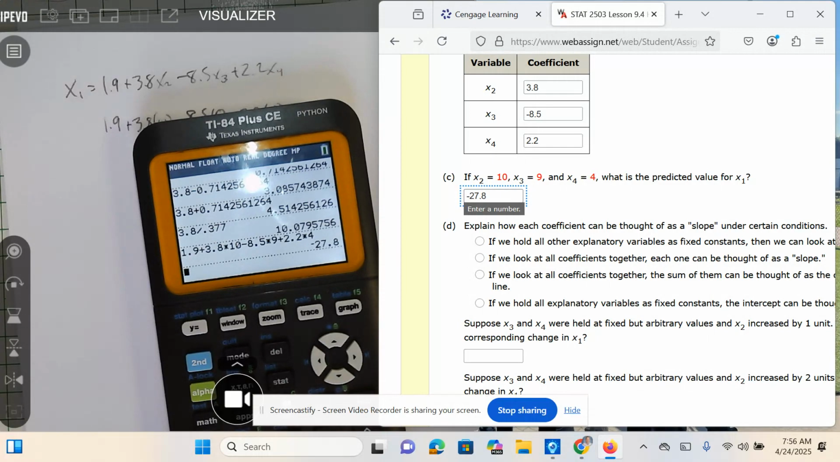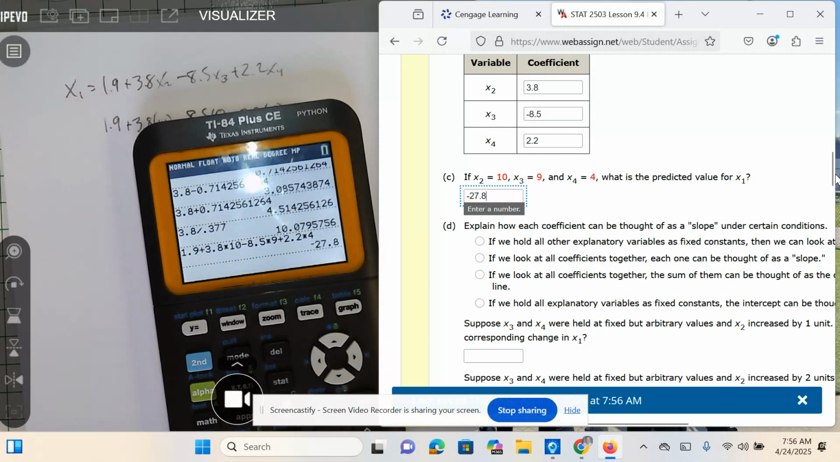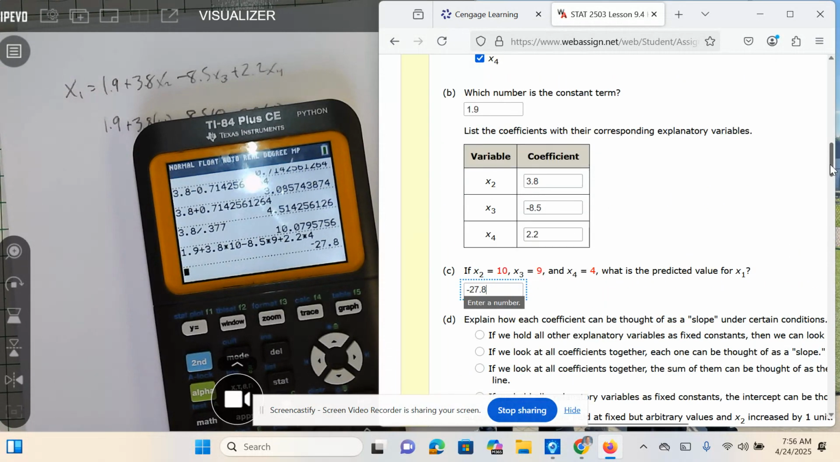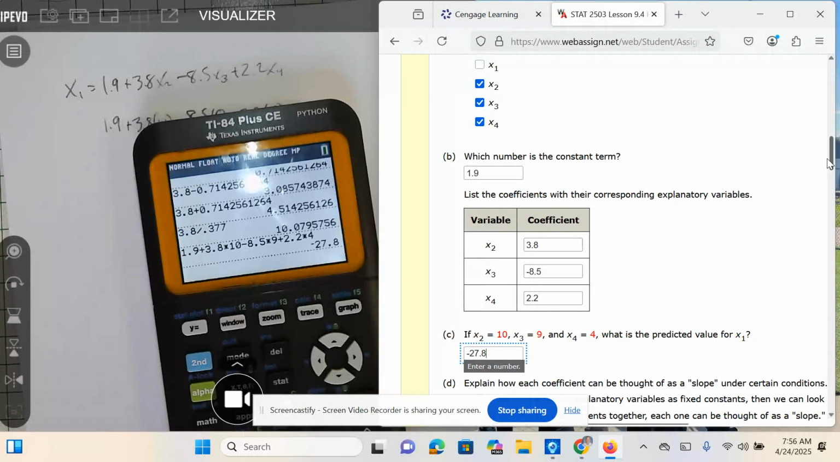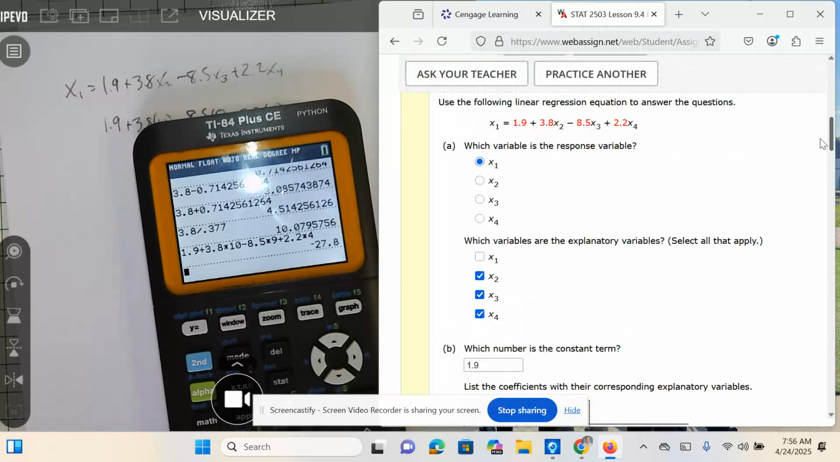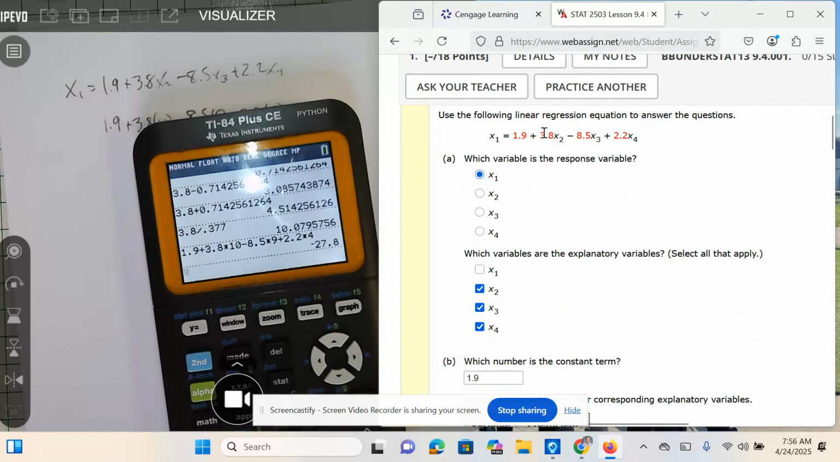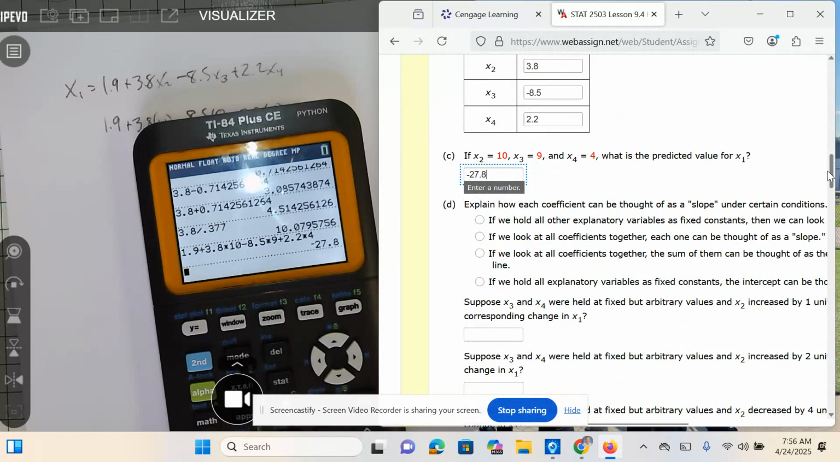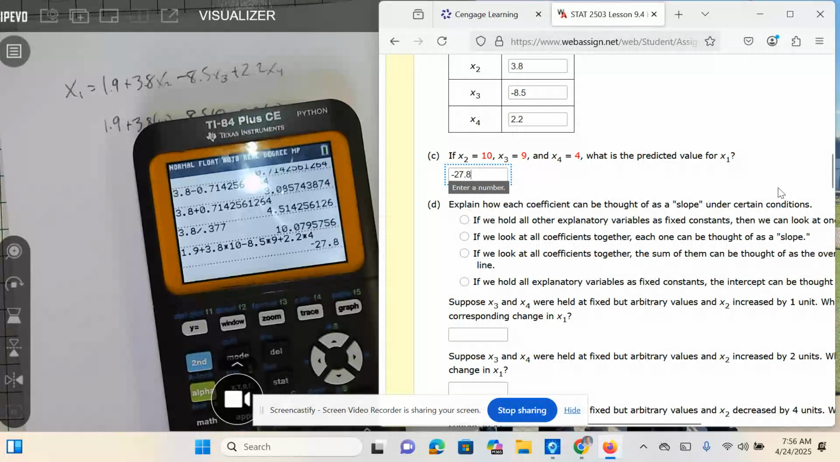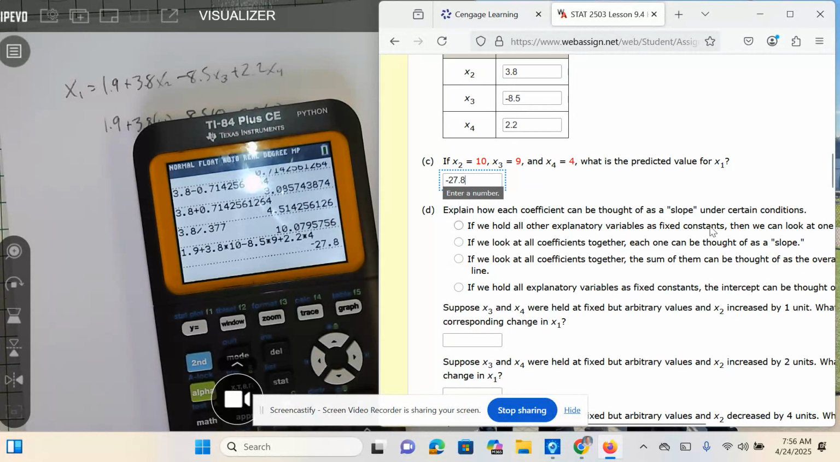Okay, so explain how each coefficient can be thought of as a slope under certain conditions. So what we could do is hold all of these explanatory variables as fixed constants. Let's say we fixed x4 and x3, so that they were not variables anymore. Then x2 is the variable, and the coefficient of 3.8 could be the slope of the equation. So it would tell you the change in the equation. If we hold all other explanatory variables as fixed constants, we look at one coefficient as a slope.